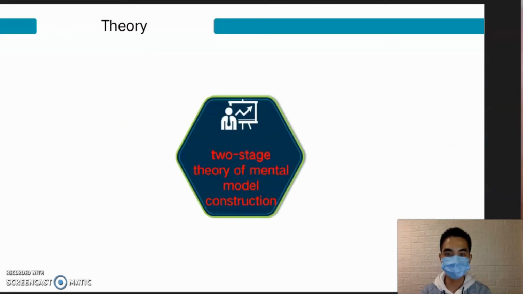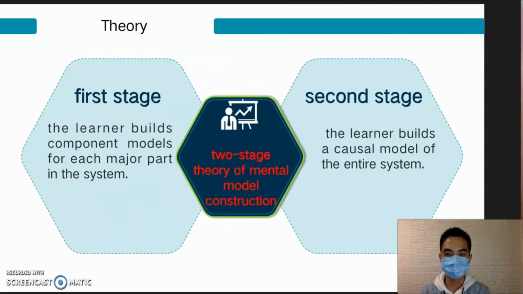Two-stage theory. In the first stage, the learner builds a component model for each major part in the system. A component model includes viewing the component as a unit that has a name and knowing the possible states that the component can be in. In the second stage, the learner builds a causal model of the entire system. A causal model consists of a chain of cause and effect relations such that a change in the state of one part causes a principle-based change in the state of another part, and so on.